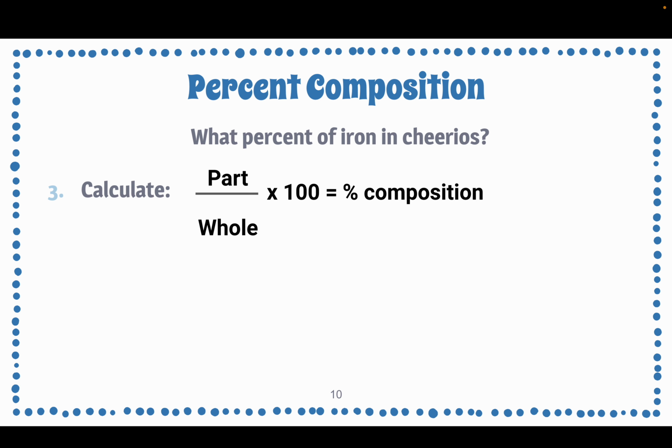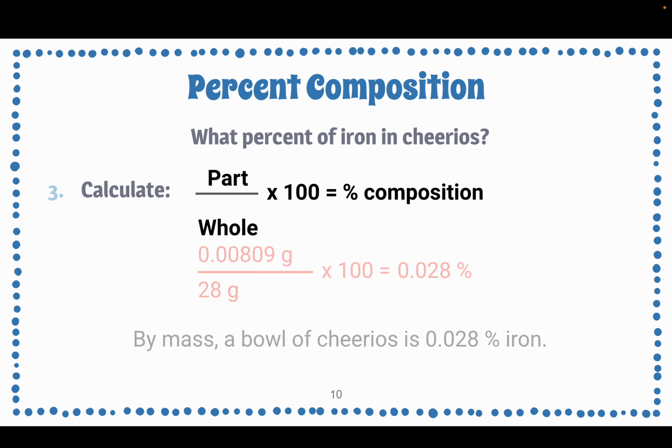Then we can use our handy dandy formula for part divided by whole times 100, and that'll give us the percent composition. So we take the part, 0.00809 grams, divide that by 28 grams, and multiply the whole thing by 100 because we are talking about the whole bowl of Cheerios. That would be 100% of the Cheerios we're analyzing. That gives us 0.028%. So by mass, we can say a bowl of Cheerios is 0.028% iron.